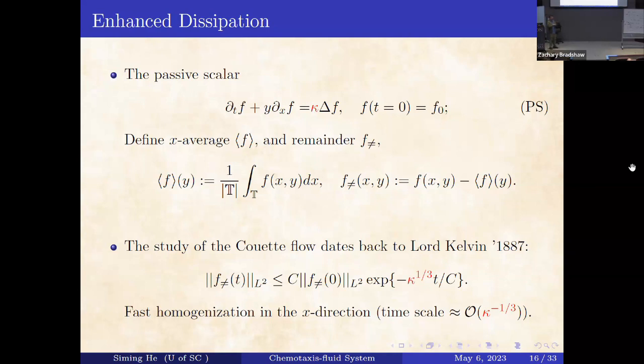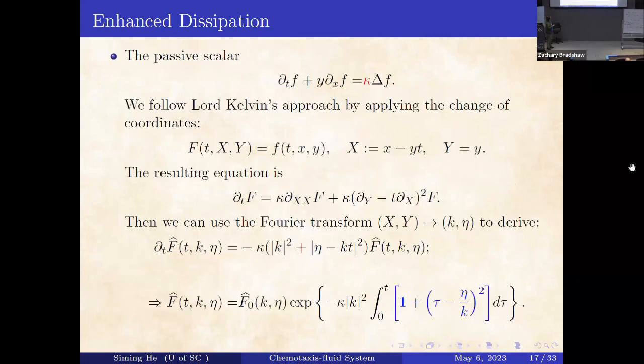In the later analysis, I'm going to need a rigorous derivation of this result. It's very easy to do, but the idea is important.